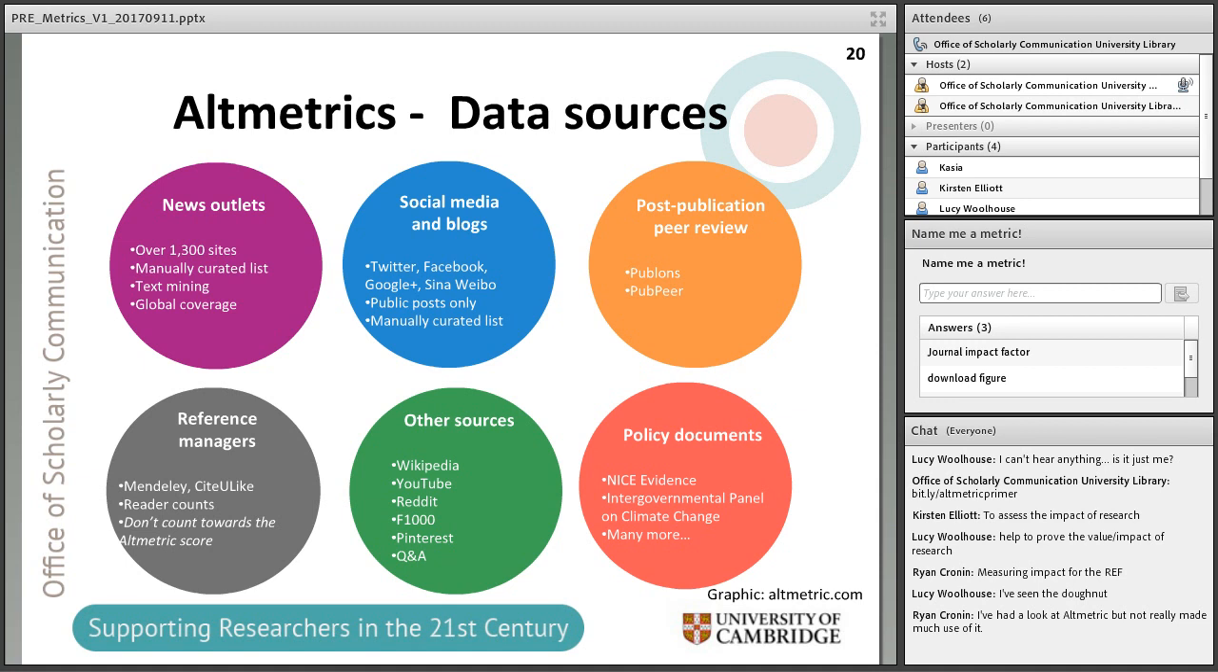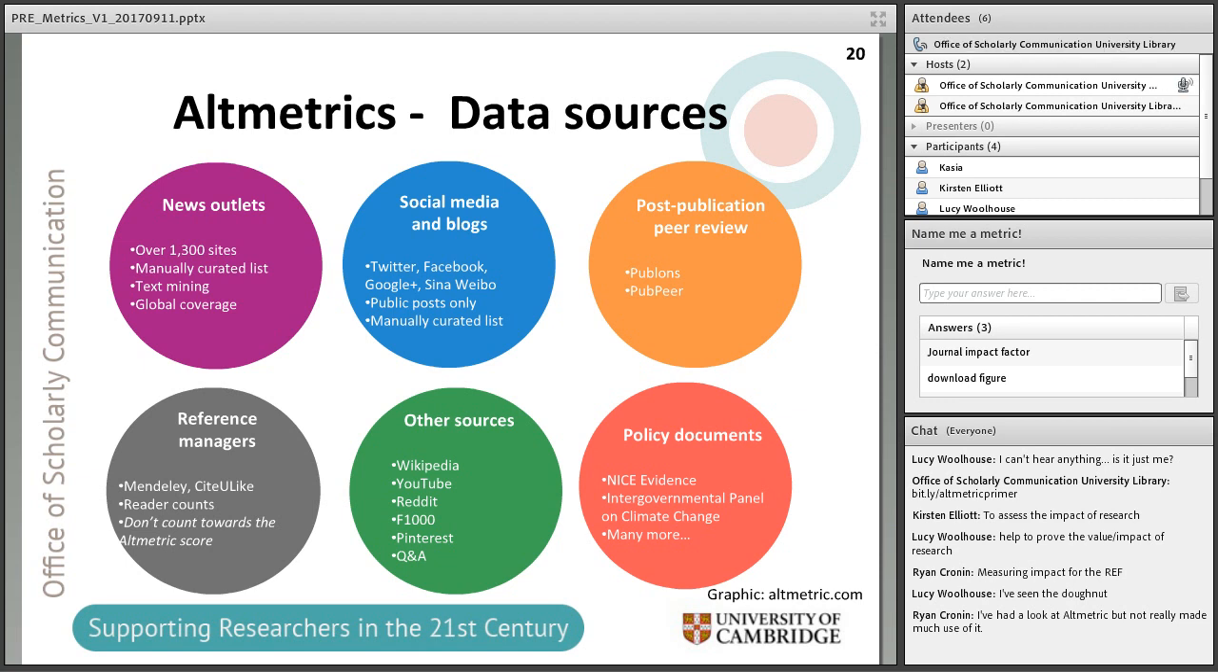So they track a variety of data sources when they're trying to find mentions of academic research. So things like news outlets, social media and blogs, post-publication peer review sites where people assess and talk about research after a publication, and reference managers, where it can see how many people have added it to their database. It looks at other sources like Wikipedia, YouTube.